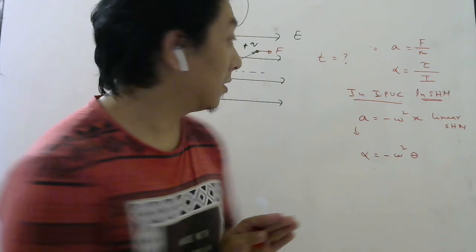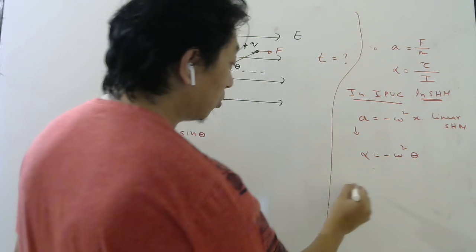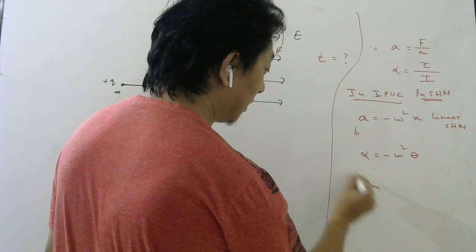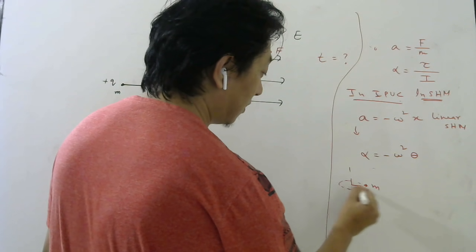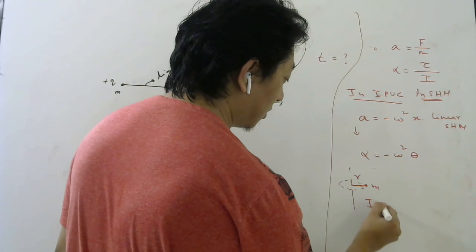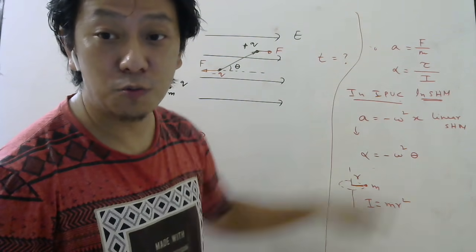So students, these few things in first PU you must remember. And how do you calculate the moment of inertia of a particle going like this around this axis? If this distance is r, what is the moment of inertia of a single particle? mr square. So all these things you must know.